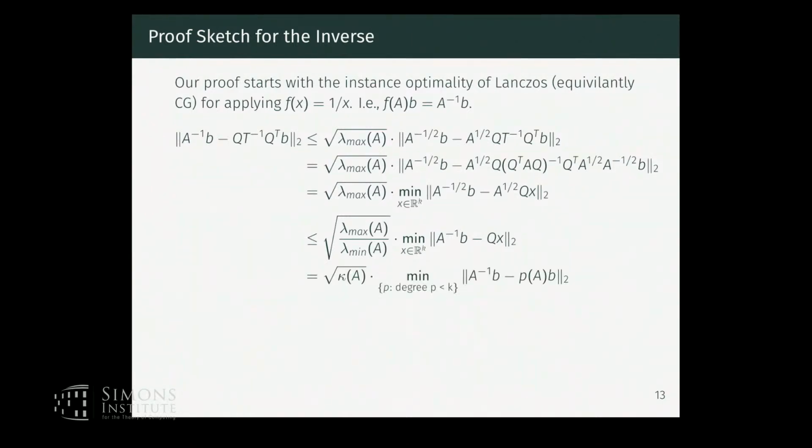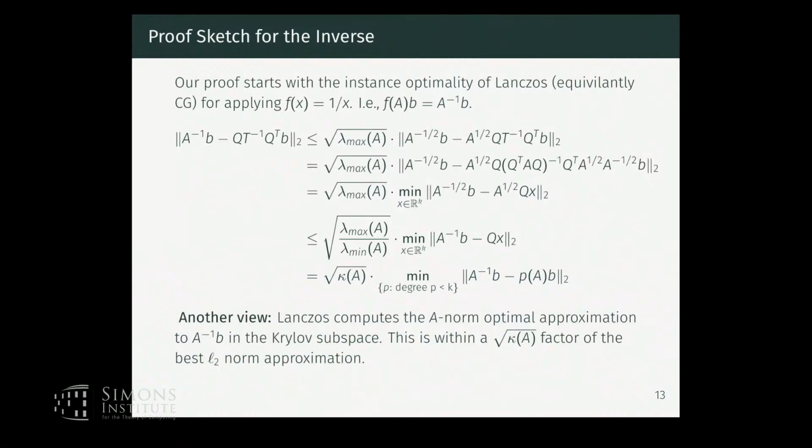So basically this is exactly the same as an instance optimal guarantee where the prefactor is square root of kappa. If you've seen this before, how this is usually worded is that Lanczos computes the A norm optimal approximation of A inverse B in the Krylov subspace. A norm and 2 norm are equivalent up to a square root of kappa factor, and this gives this directly. Okay.